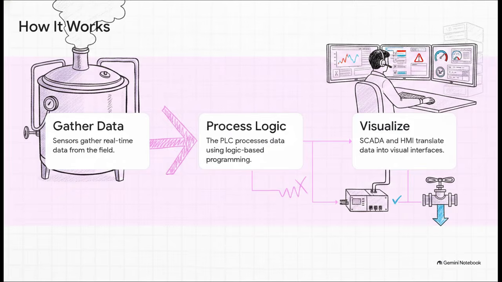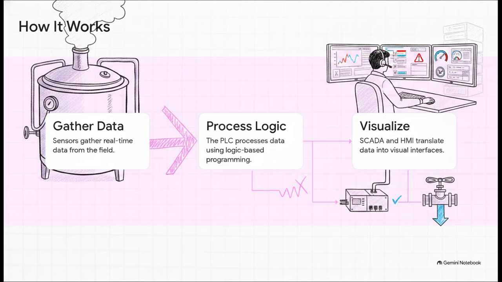And the data flow brilliantly illustrates exactly how this toolkit works together in sequence. Step 1. Sensors out in the field gather real-time physical data. Imagine a temperature sensor inside a massive brewing vat. Step 2. That data shoots over to the PLC, which processes it based on its programming. If the vat gets too hot, the PLC instantly tells a cooling valve to open up.